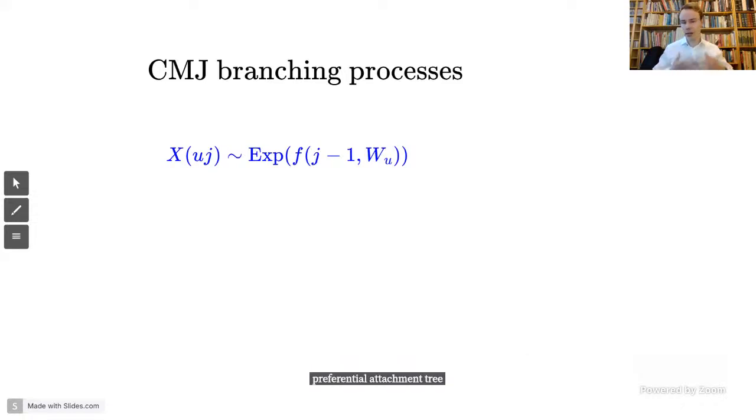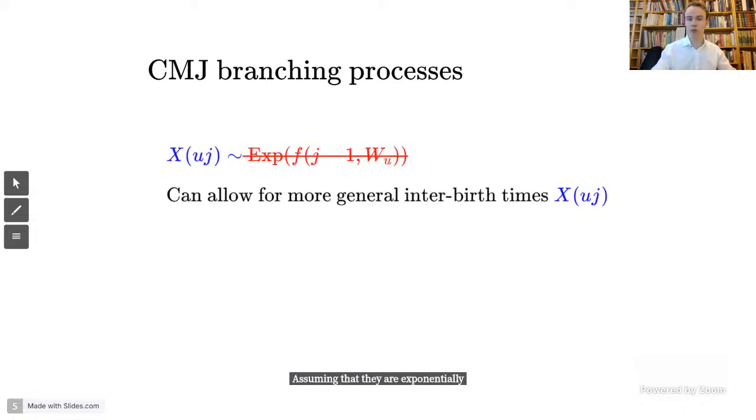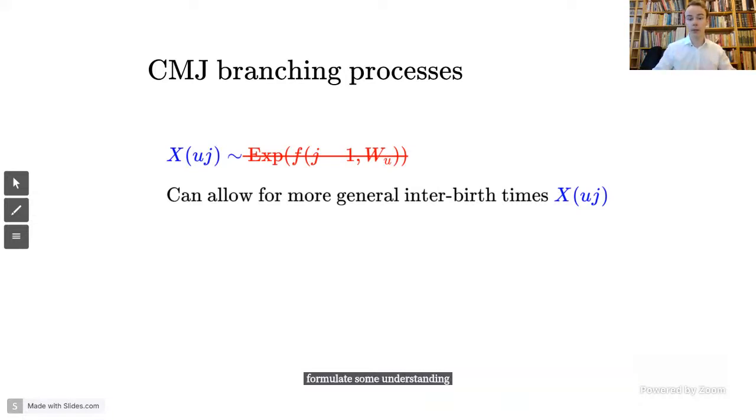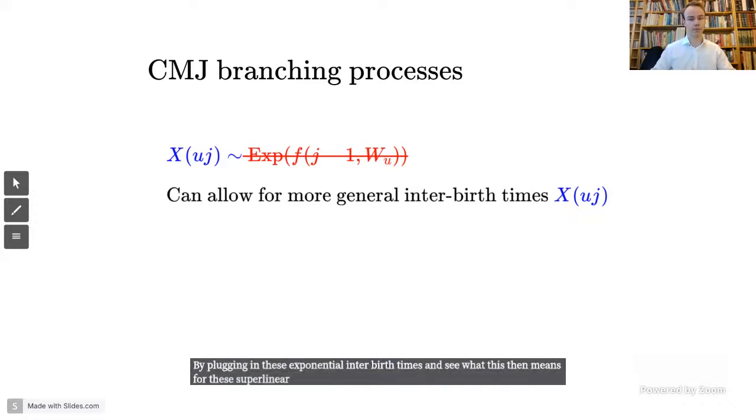But if you want to understand these branching processes, then assuming that they are exponentially distributed is not really necessary at all. And we can allow for much more general interbirth times, XUJ. And so that's what we'll do as we move forward. We're going to think about these branching processes with these rather general interbirth times XUJ, formulate some understanding and some theorems perhaps, and then finally we'll move back by plugging in these exponential interbirth times and see what this then means for these superlinear preferential attachment models.